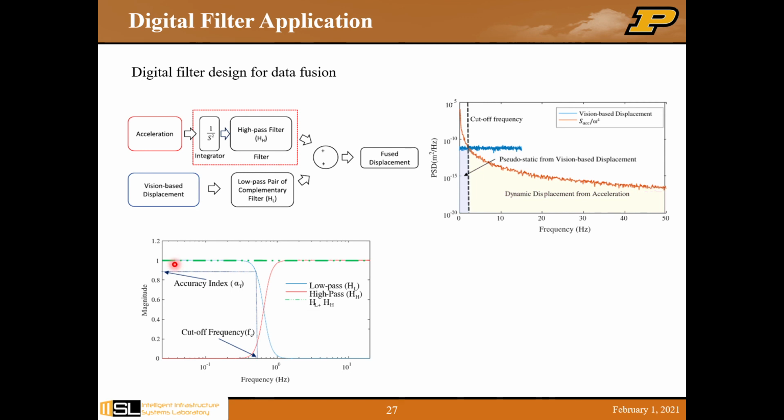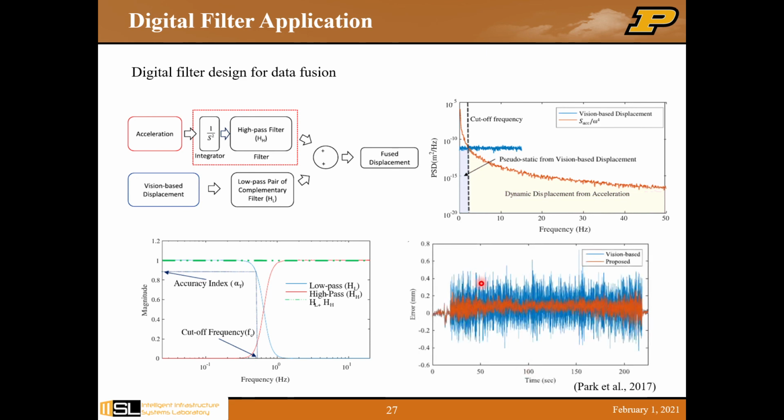It has a high pass filter, which is the red curve here, corresponding to the acceleration, the double integration. And then we have a low pass filter, which corresponds to the vision-based measurements. By combining them together, we obtain the overall representation of the measurement. The figure here shows the error for the proposed solution and the vision-based solution. So the proposed solution is doing a very good job.